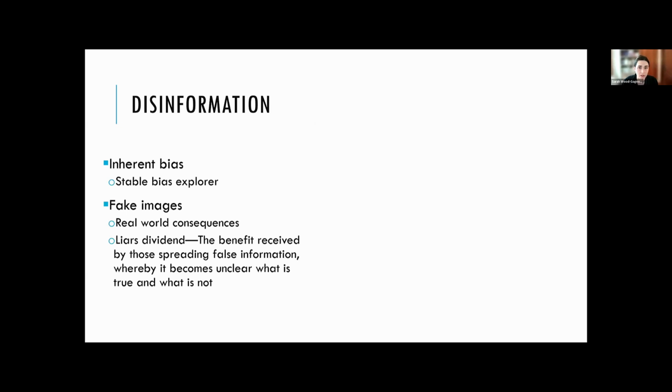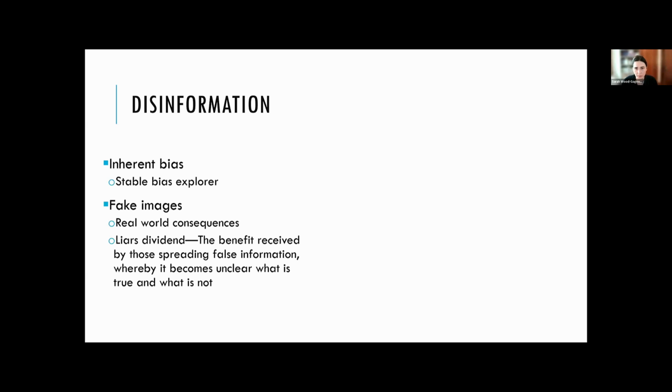So another major issue is the ease with which AI can generate and spread disinformation. Some of this comes from inherent biases ingrained in the models. They're scraping the internet and therefore all the terrible things on the internet.